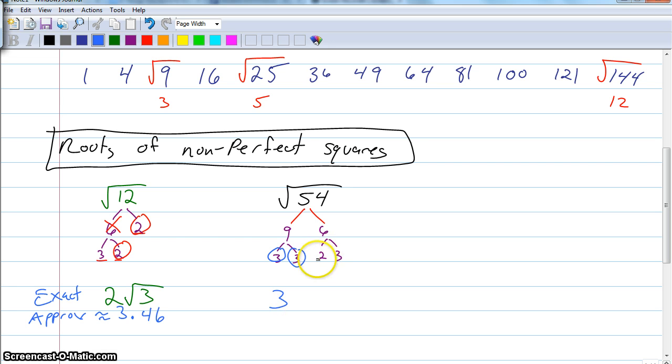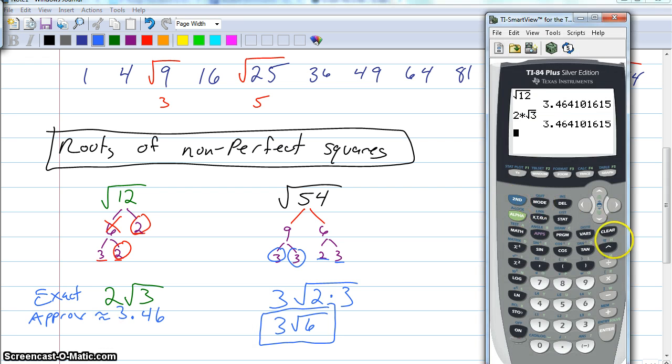3. Now, these guys did not have buddies. So they are both stuck inside radical land. So since they're both inside radical land, what do you think we should do with these? We're going to multiply them. This is going to be 3 came out, and 2 times 3 got left behind. And then we're going to simplify this. This is going to be 3 square root of 6. That's going to be our final answer. 3 root 6.